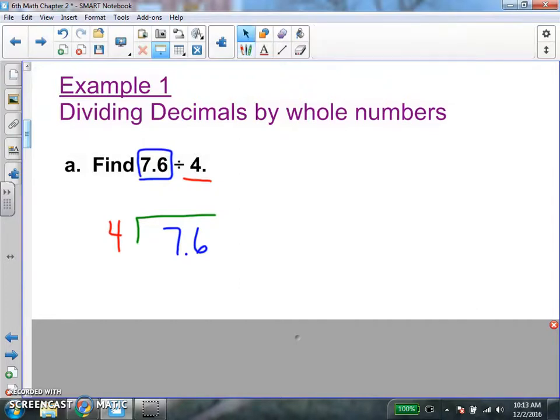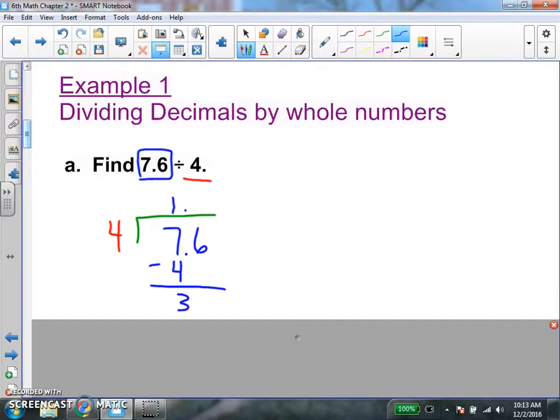Okay, our outside number is a whole number, we're good. We can just pretend now, after we bring up our decimal sign, so I bring up my decimal straight up, that it's a whole number. How many times does 4 go into 7? Just once, and 1 times 4 is 4. I'll subtract. 7 minus 4 is 3, and then I need to bring down my 6.